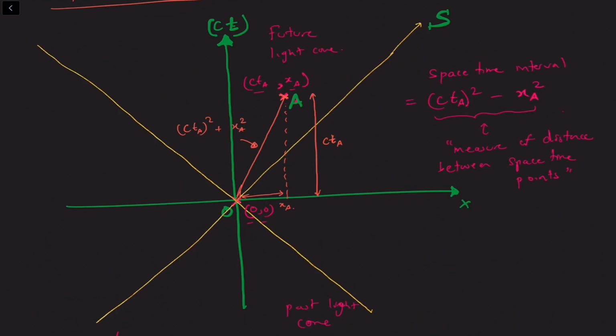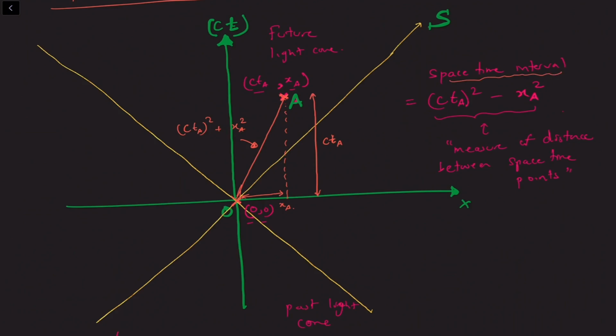Okay, this distance measure is not the physical distance between space-time points. This is just the representational distance on our sheet of paper. So this distance measure, or this length as we've drawn on the sheet of paper, has no physical meaning as the distance between the space-time points. The physical distance between the space-time points is the space-time interval, okay, which is this quantity, cta square minus xa square.